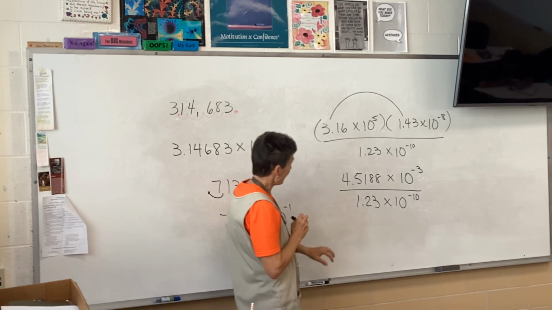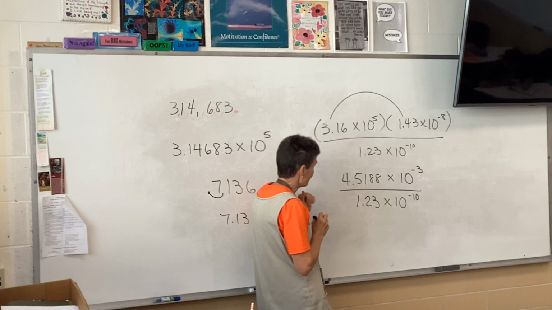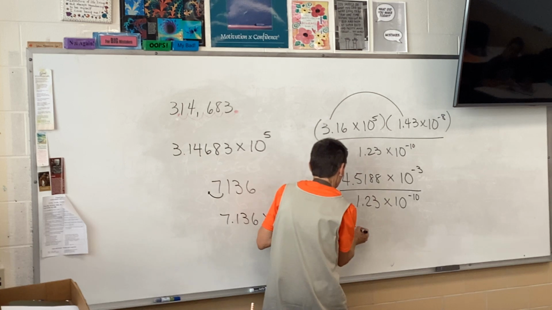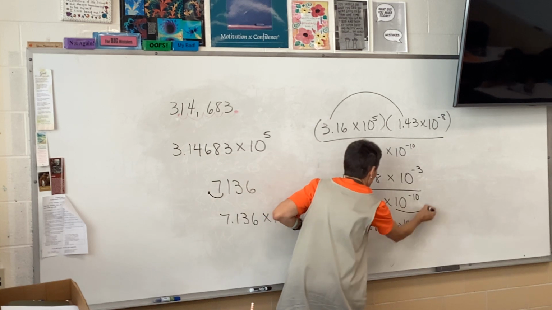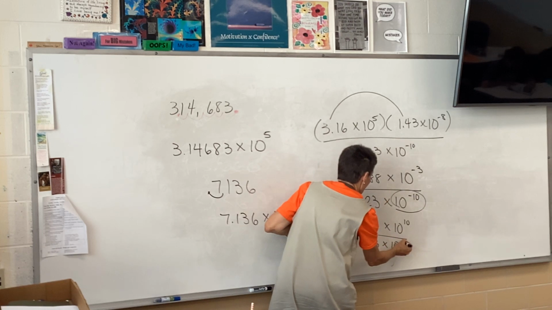So now I have just basically one number on top and one number on the bottom. Now I notice that these exponents are negative, and I don't like that. So I'm going to go ahead and move this one up and this one down.